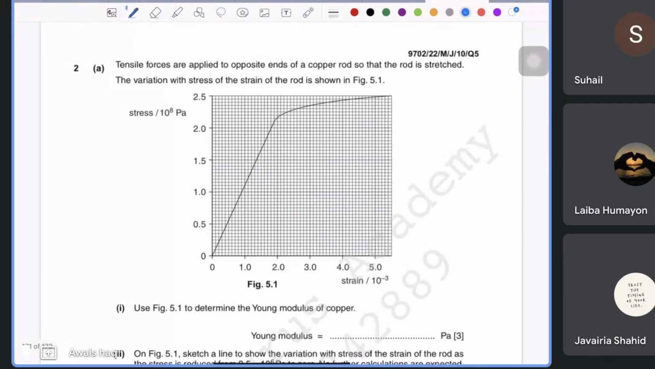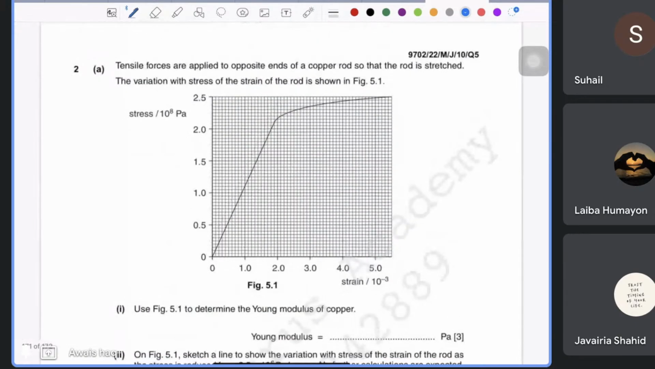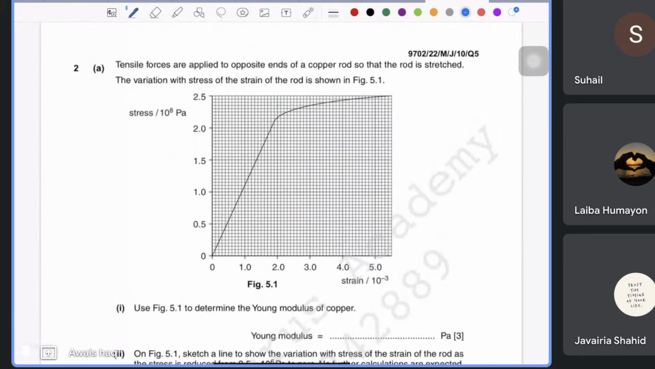So we're gonna go to this one then. Now I just want to do these different variant questions because obviously they will help you understand a few things. In this one it says use the figure 5.1 to determine the Young's modulus of copper. Now, a figure which is not a straight line, it curves at the end. So you have to understand that you only find the gradient of the straight line from the origin, for E.